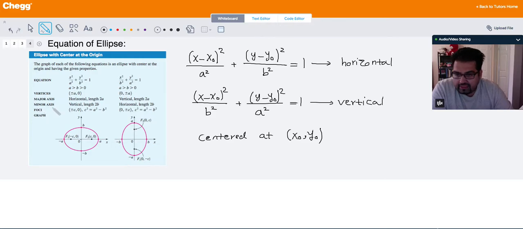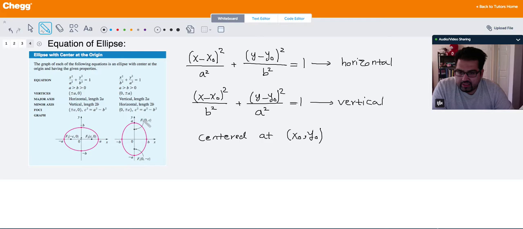The minor axis has length of 2b because from 0 to b, that's 1b, and then from negative b to 0 is another b, so it becomes 2b. That's the same thing for the vertical one. So the minor axis is the shorter one and the major axis is the longer one. Then we have two points that are called foci. The foci are the points that are located on the major axis, on the horizontal one and on the vertical one.